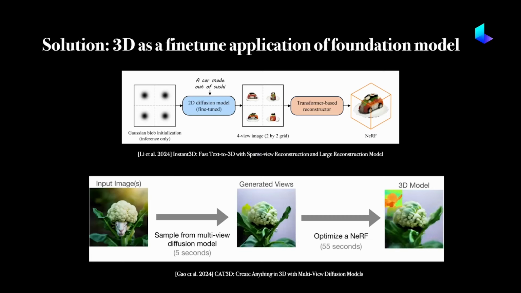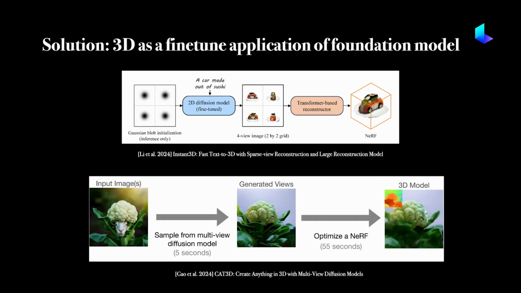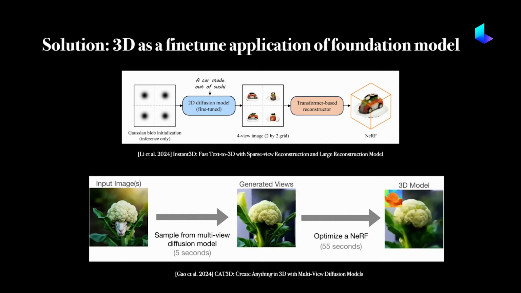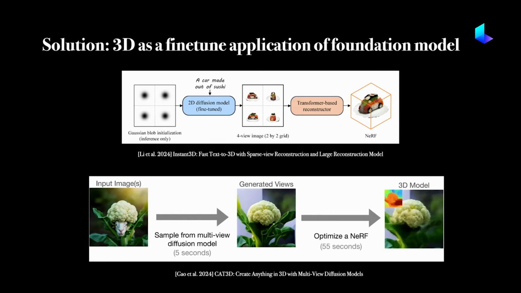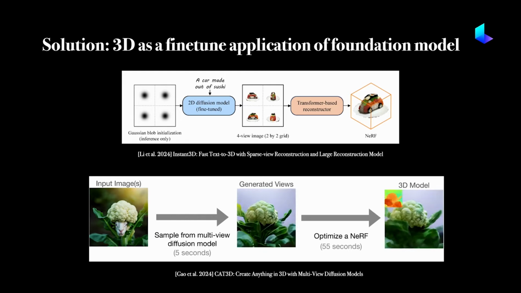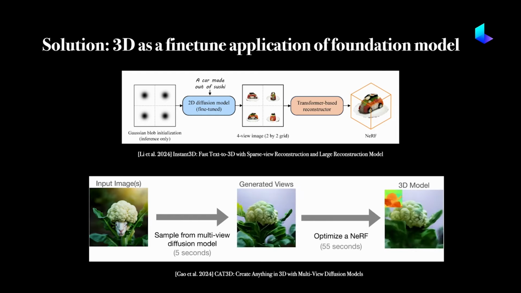How did you solve that problem? One thing we realized is that in the last year there have been many works that try to solve 3D from quite a different angle. Instead of using only 3D data, they use 3D as an application of a 2D foundation model, such as an image model. You first train a diffusion foundation model, leveraging vast amounts of data, and then fine-tune this model on multi-view images.